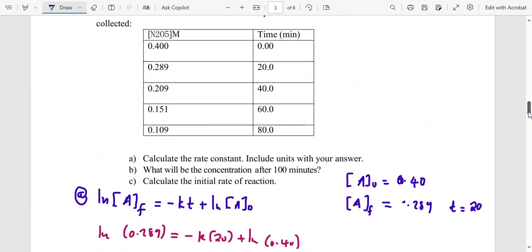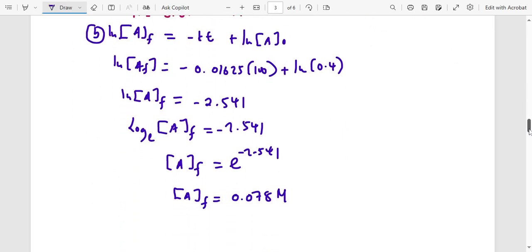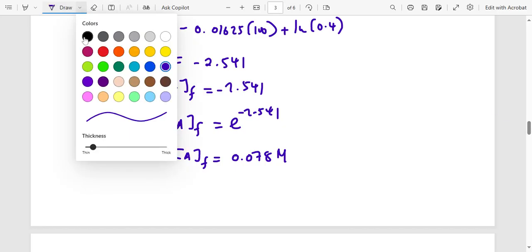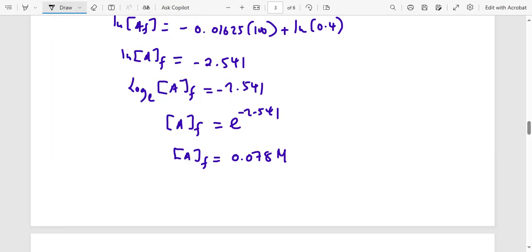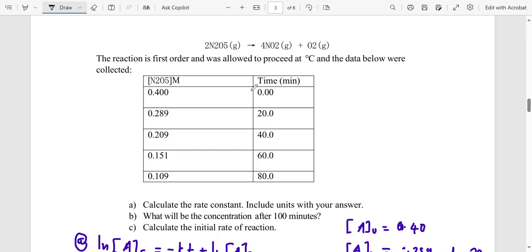The last part of the question was saying, calculate the initial rate of the reaction. So how would you find the initial rate? You can sketch a graph if you want, because the way you are seeing this one, let me just approximate it for you so that you get a sense of it.